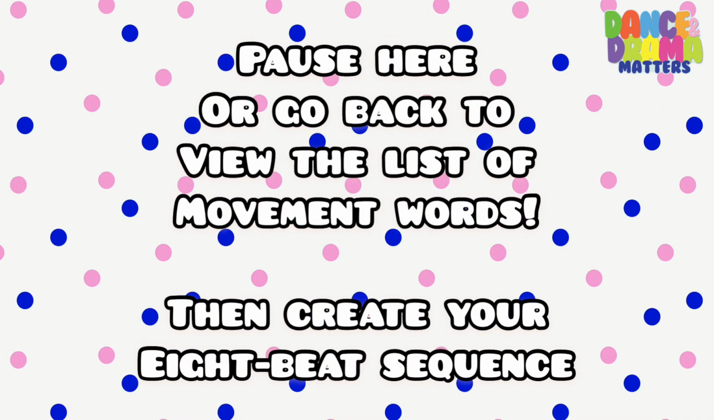All right, now it's your turn. Go have a play around and come up with an 8-beat sequence of movement. Off you go. Alright, now that you've done that, I need you to turn it into a 16-beat. You can do that by manipulating it using repetitions or contrasts. This is what my 16-beat sequence looks like now.